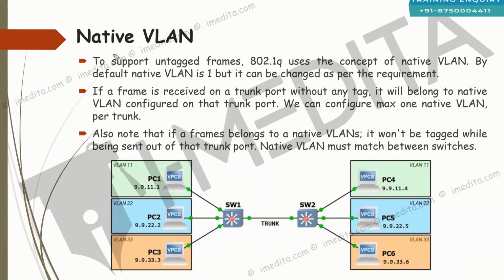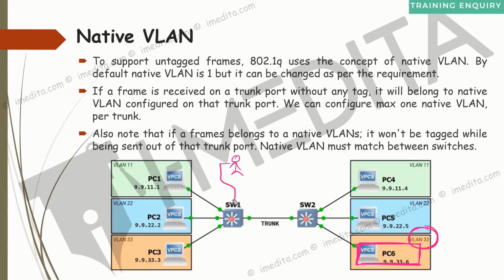Now, how is this a vulnerability nowadays? Let's say there is a server here. This server belongs to VLAN 33, and I want to attack this server. As an attacker, I'm going to connect myself onto your switch, port number 10. This port belongs to VLAN 100. I do not care, it doesn't matter to which VLAN this port is connected.